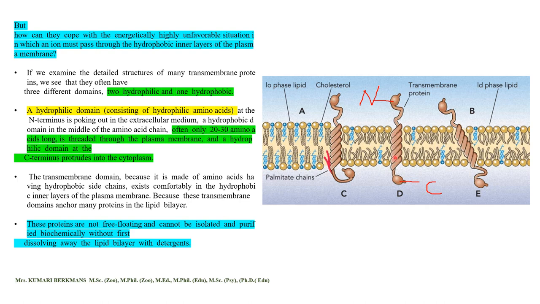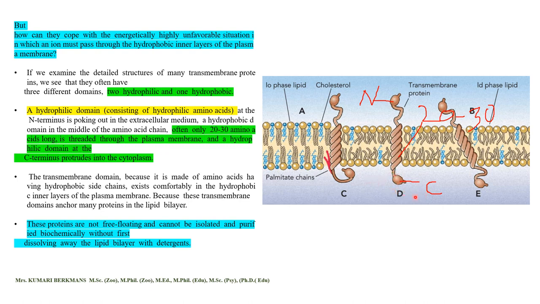Okay, and this middle piece, which consists of 20 to 30 amino acids long, is threaded through the plasma membrane. This is the plasma membrane area. It threads through the plasma membrane, and a hydrophilic domain at the C terminus is here.